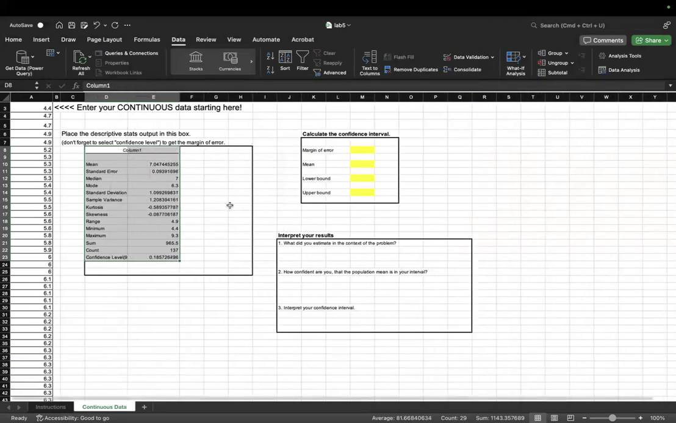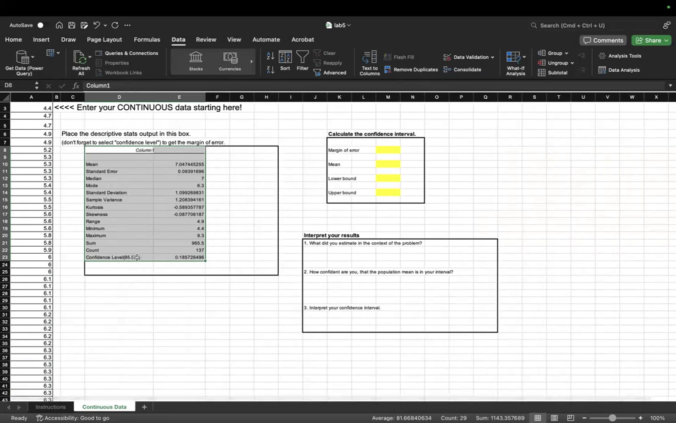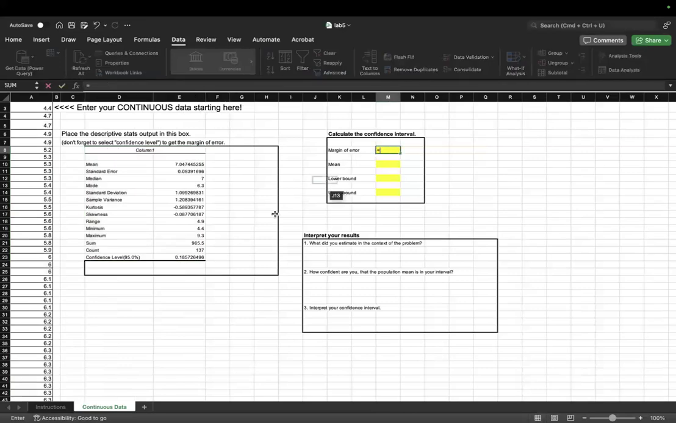Okay. As with the previous lab using descriptive statistics, I want you to use Excel tools to put things where they go. So margin of error is where it says confidence level. I'm going to move this a little bit more. Where it says confidence level, this is your margin of error. So I'm going to click on equal, click on that, and hit enter. The mean is right here. So I'm going to click on equal, my mean.